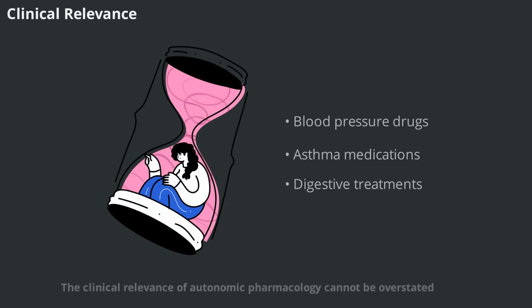The clinical relevance of autonomic pharmacology cannot be overstated. Many common medications, such as those for blood pressure, asthma, and digestive disorders, act on the autonomic nervous system. By understanding how these drugs work, healthcare professionals can make better decisions for patient care and manage side effects more effectively.